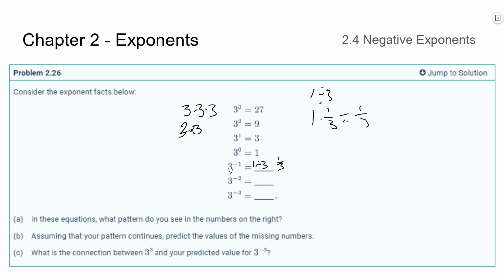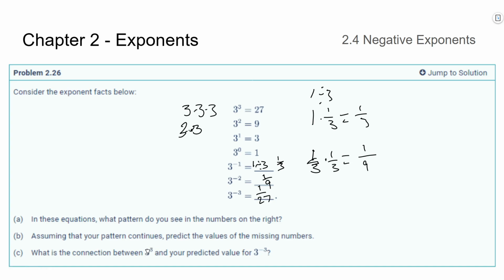And now 3 to the negative 2 would be 1/3 divided by 3 again. Division is the same thing as multiplying the reciprocal, so dividing by 3 is the same thing as multiplying by 1/3. If you know how to multiply your fractions, then this would be 1/9. Now, if you're following this pattern, 1 to 1/3 to 1/9, you might think that this next one would be 1/27, and you would be right.